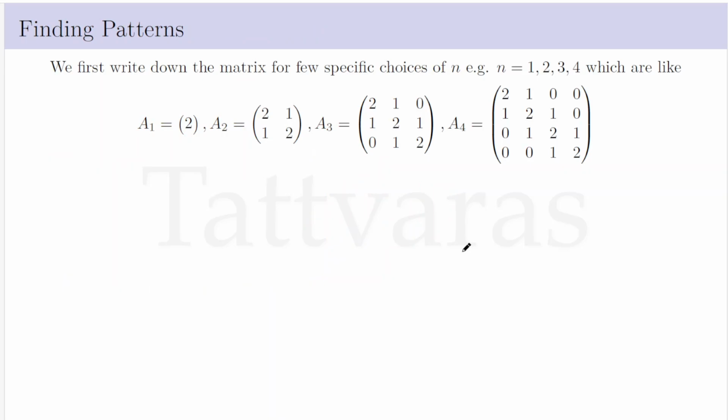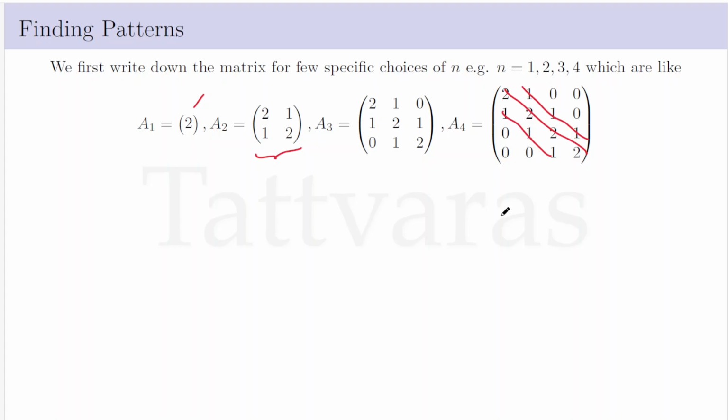So these are the forms of A_n. As you can see, A1 will just be 2. A2 is a symmetric matrix. From A3 and A4 onwards, we can see the pattern that this is a tri-diagonal matrix, where there are 3 diagonals that are non-zero and the other diagonals are all 0 elements.